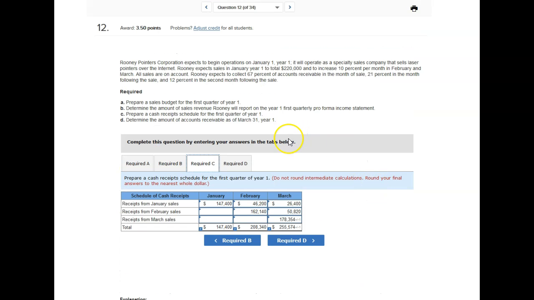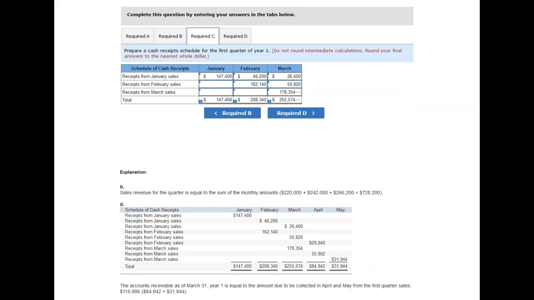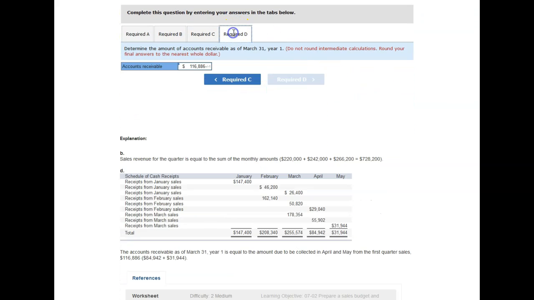Now requirement D says, determine the accounts receivable as of March 31st, year 1. Okay, let's go down to here so we can see all this. Here is the answer right here. So where did this come from? These two numbers here. So at the end of March, we have an accounts receivable, part of February sales, part of March's sales, and then another part of March's sales that will be collected in May. All this will be in accounts receivable as of the end of March from the first quarter sales.